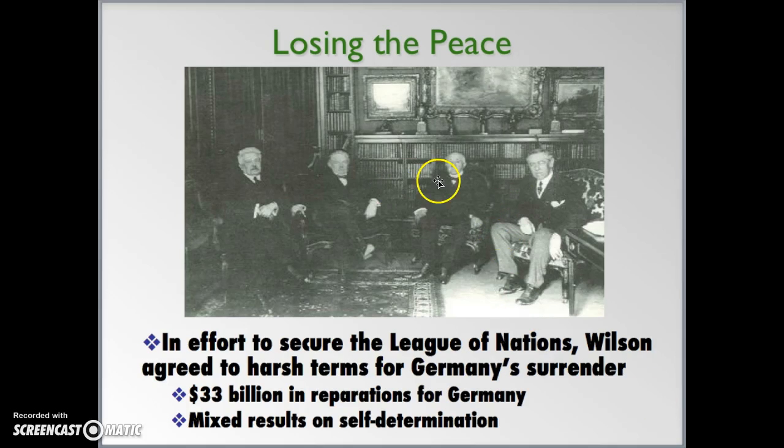So Wilson has the things. Where's Wilson? There's Wilson right there. Wilson has the things he wants. The French have what they want. The Brits have what they want. The Italians are much weaker, but they have what they want. And out of all of this, you get kind of a mangle.